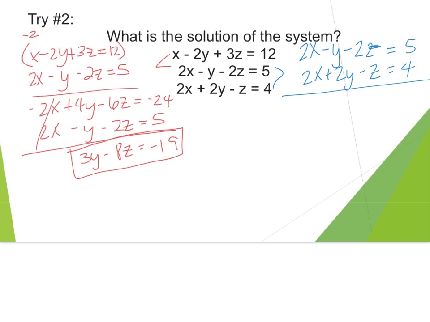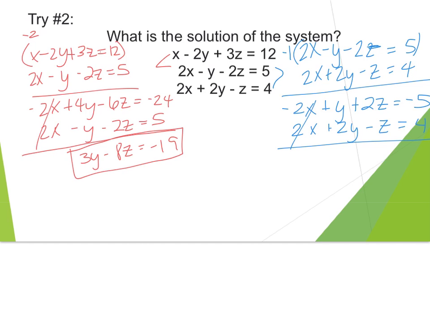If I eliminate the x's the first time, I need to eliminate the x's the second time, so I'm going to do that by multiplying the first one by negative 1. Same thing. Here we go. That makes negative 2x plus y plus 2z equal to negative 5. 2x plus 2y minus z equals 4. Okay, x's are gone. I'm left with 3y plus z equal to negative 1.